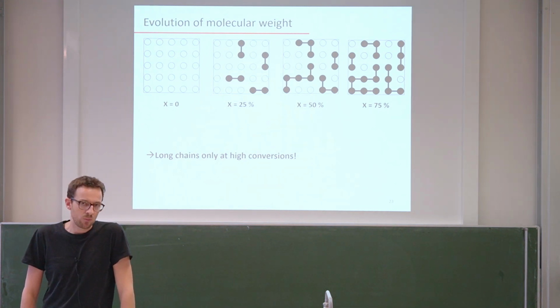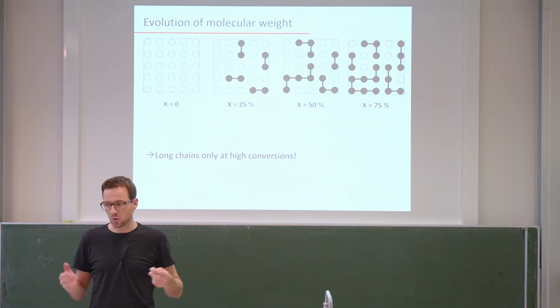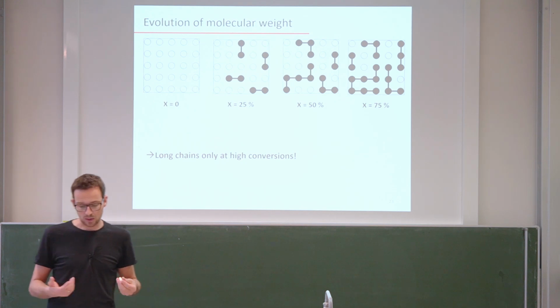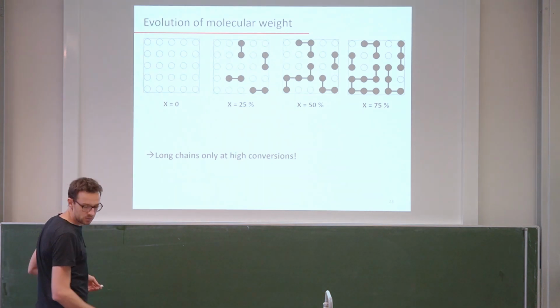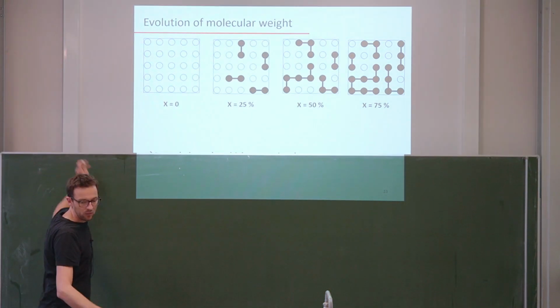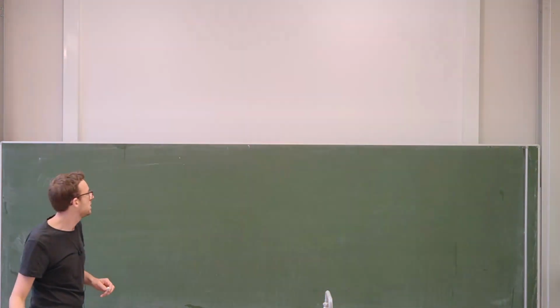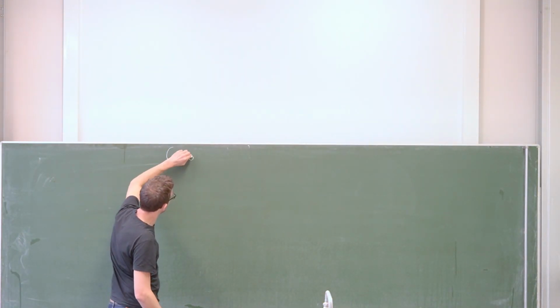Okay, and this simplified picture is something we can also relatively easily put into numbers, and this is something that we want to do now. And this is a formalism that has been invented by Wallace Carothers. Hence, it's called the Carothers equation.